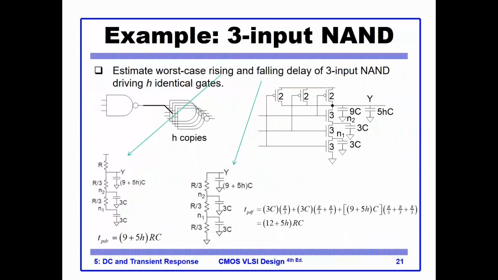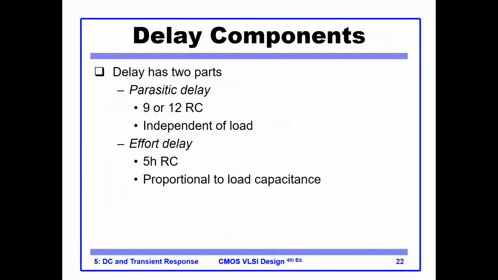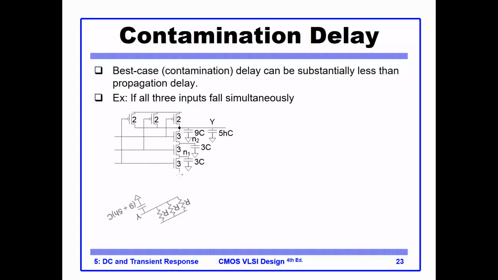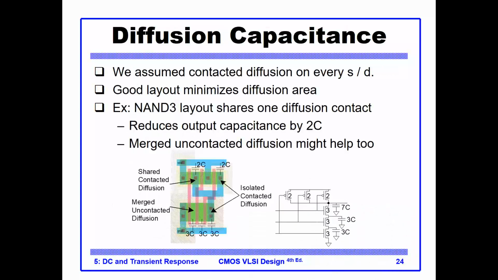Now for this NAND gate that I started earlier, if I want to charge the output node, I'll have to charge the output node and the intermediate nodes. And if I want to discharge the output node through the NMOS, I have to discharge this first, then this first, then this first, and I come up with this equation. So you can see that these are the delays for the NAND gate. As far as the contamination delay, I'm not covering it in this class.